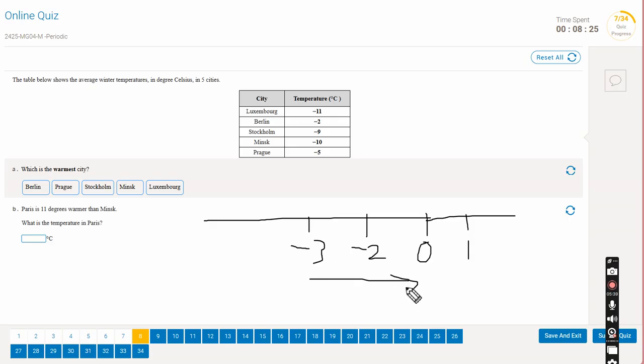So when you go on the right, keep that in mind. When you move the numbers to the right, they're getting bigger. Okay, and here -4. So -3 is larger than -4. So what are you going to choose? Berlin.